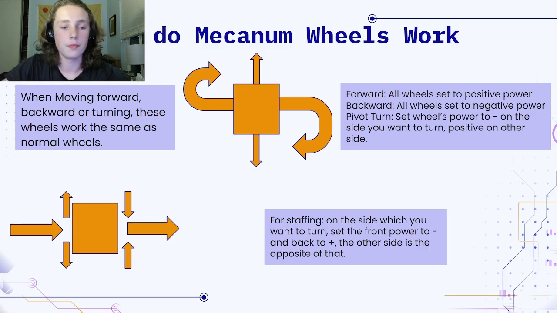And so, when moving forward, backward, or turning, these mechanum wheels will work the same as normal wheels, or pivot turning rather.